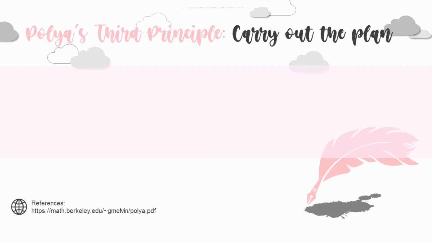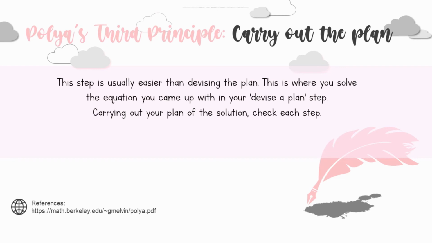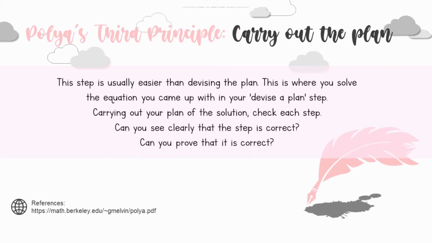Polya's third principle: carry out the plan. This step is usually easier than devising the plan. This is where you solve the equation you came up with in your devise a plan step. Carrying out your plan and the solution, check each step. Can you see clearly that the step is correct? Can you prove that it is correct?